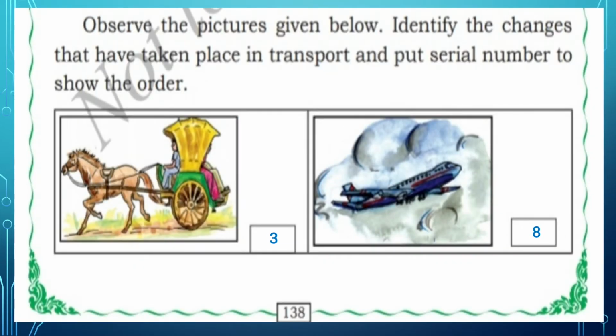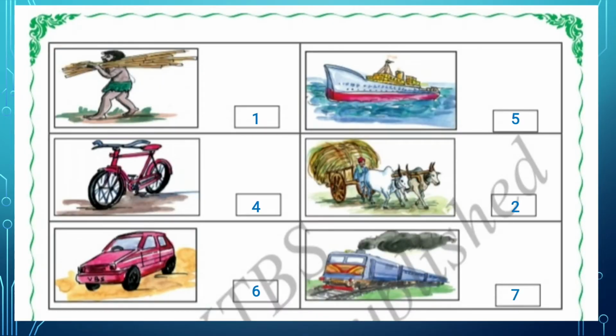Observe the pictures given below and identify the changes that have taken place in transport, and put serial numbers to show the order. That is, how transportation has changed and developed over time, you have to put the serial numbers. Here are some pictures you have to number.